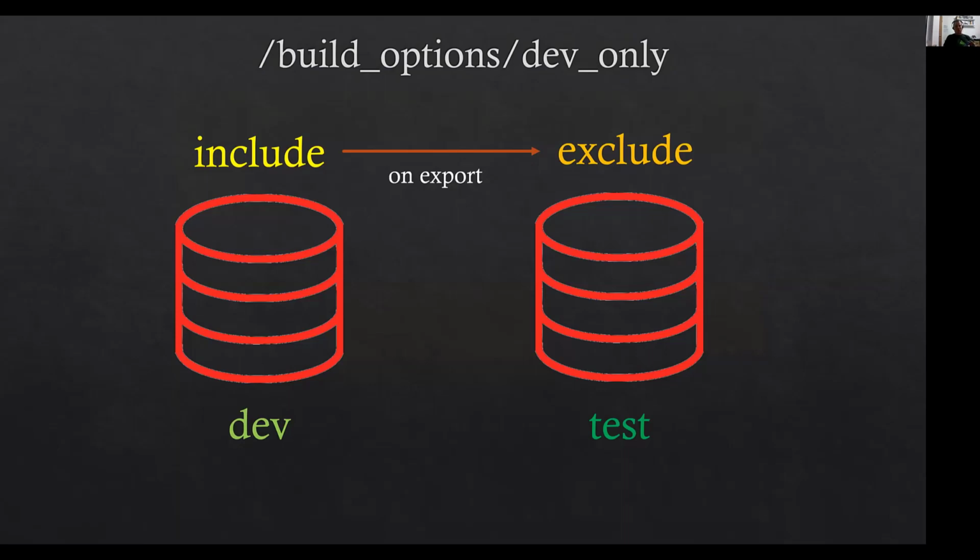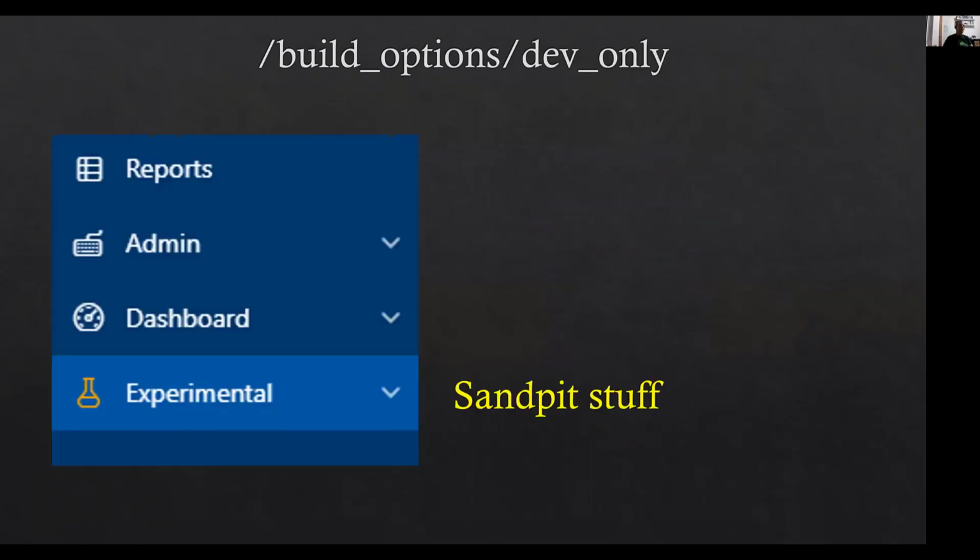There's a dev-only build option that I like to allocate to things that are only available in the development environment, either tools or things I'm playing around with, or whatever the case may be. It's set to include in our local development environment. So when we run our application, these components are visible. But when we export this application and import it to a new environment, it's automatically excluded. Perhaps it's not ready, perhaps it's not relevant for that particular environment. That's something we can control using those attributes.